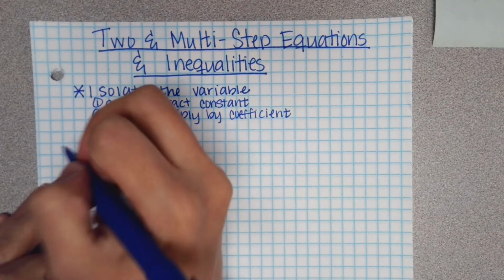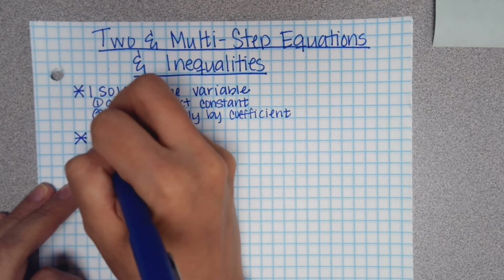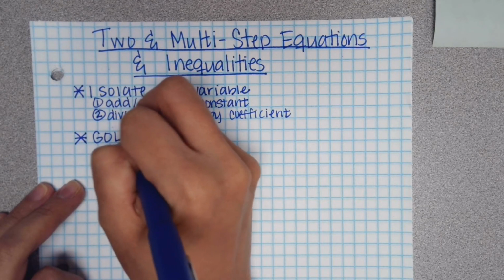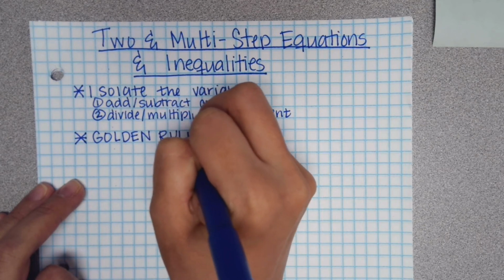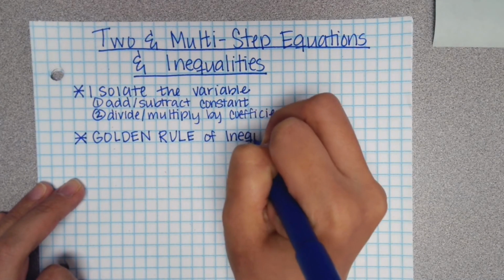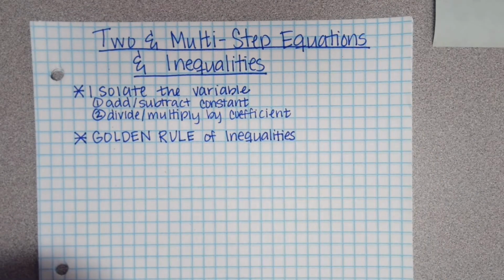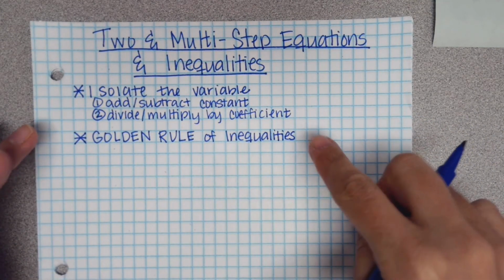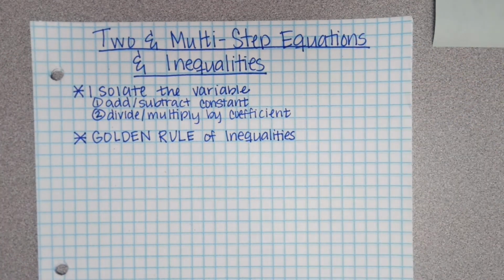And then last time we talked about a special rule for inequalities that I call the golden rule. What is that golden rule of inequalities? Flip the inequality sign. When do we flip the inequality sign? When you're dividing by or multiplying by a negative. Perfect. So anytime you multiply or divide by a negative, we got to flip that inequality sign. We always use that when solving. So these are my two big things: isolate and the golden rule. Don't forget.